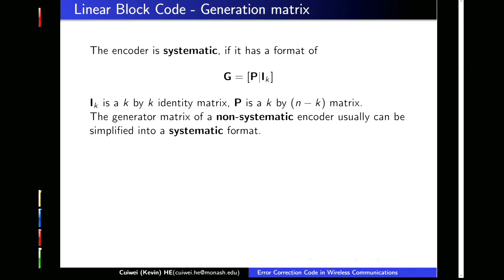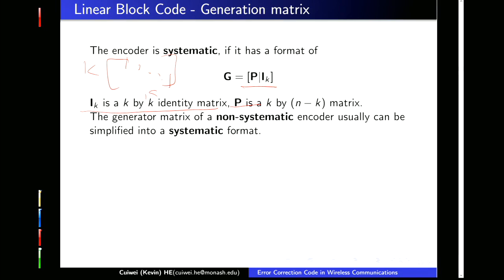So the encoder is systematic if it has a format of this. In which I_k is a k by k identity matrix or diagonal matrix. Just to make it clear, it's a k by k diagonal matrix, and the P is a k by n minus k matrix.